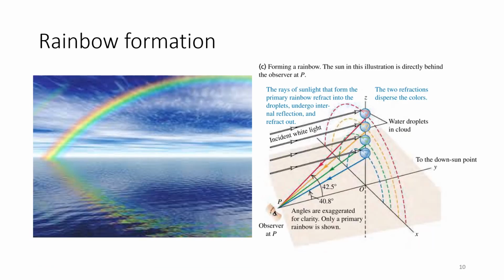We won't go to the specifics of how rainbows are formed, but it may be good for us to have a general idea. White light, coming from the sun, enters the water droplets and will refract at different angles, as you can see here.